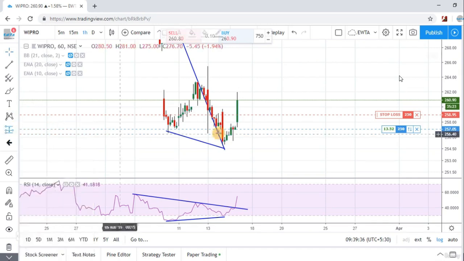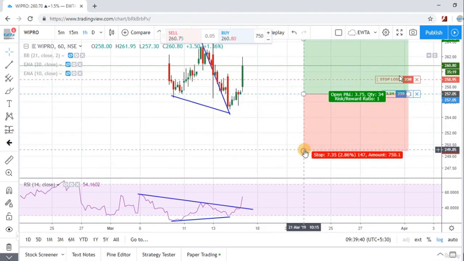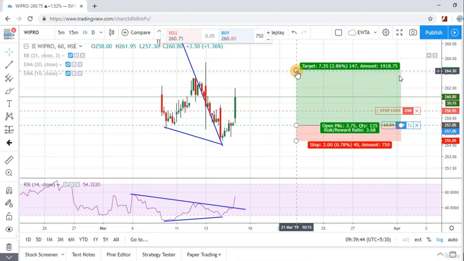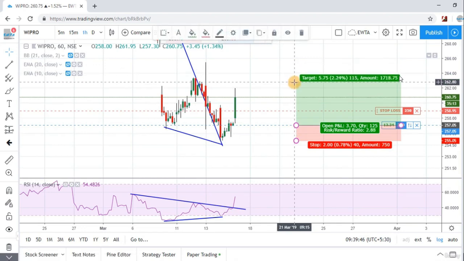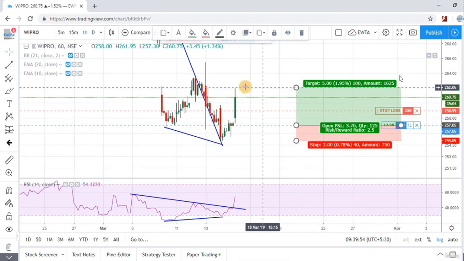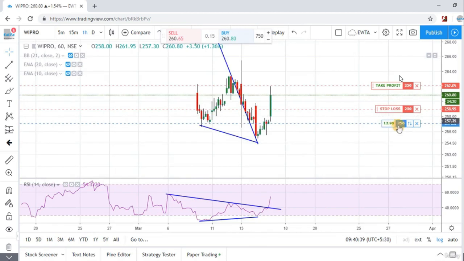This was my long position and this was the stop loss level. This is 2.5, so I'm setting my target at this point, at the high of this candle. Okay, now this is my buying point, this is the stop loss level, and this is my target level for the rest quantity.